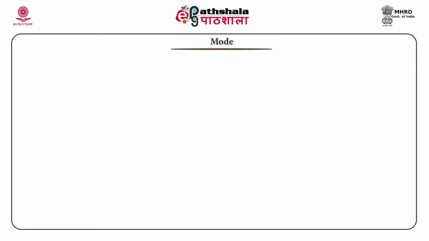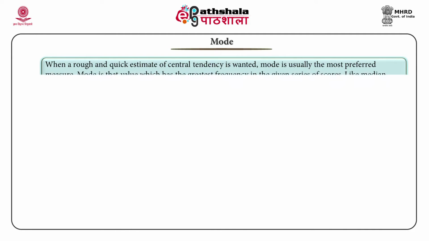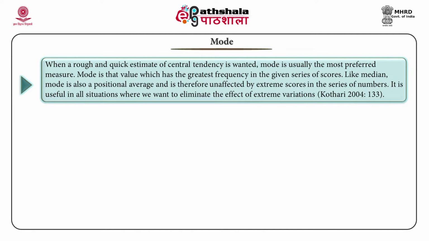Next, we come to mode. When a rough and quick estimate of central tendency is wanted, mode is usually the most preferred measure. Mode is that value which has the greatest frequency in the given series of scores. Like median, mode is also a positional average and is therefore unaffected by extreme scores in the series of numbers. It is useful in all situations where we want to eliminate the effect of extreme variations.